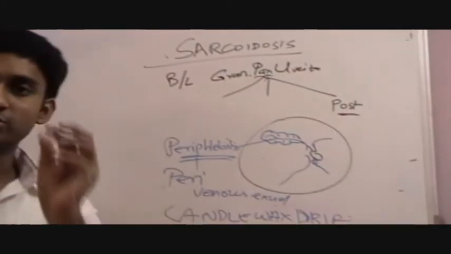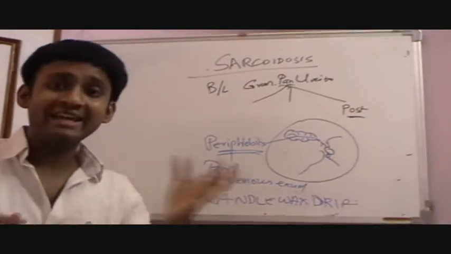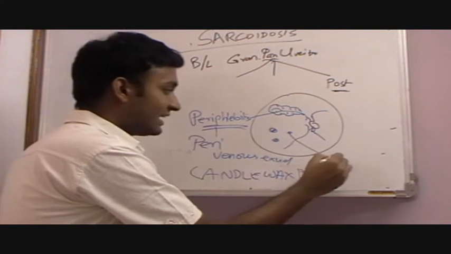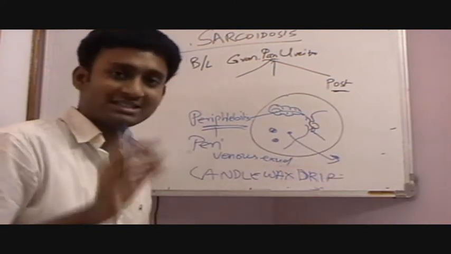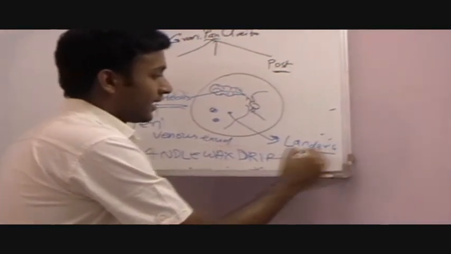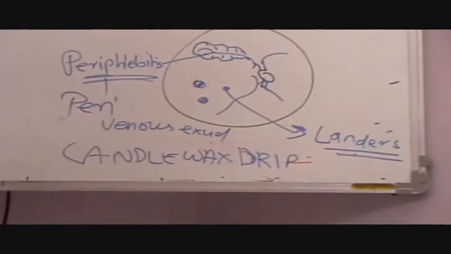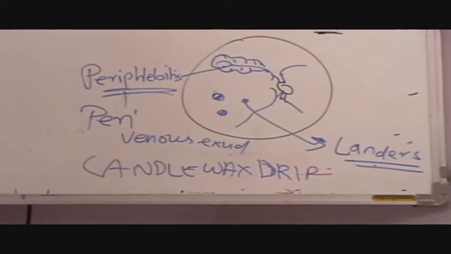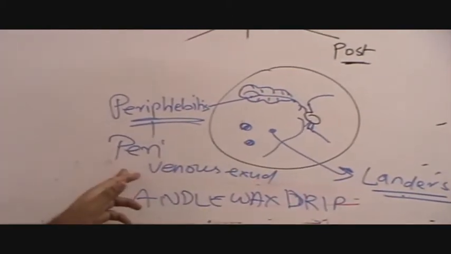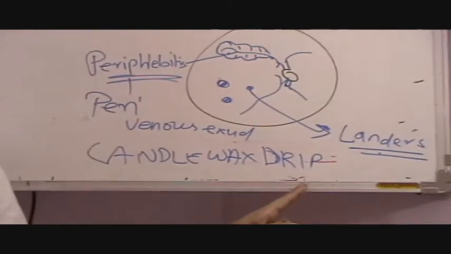There are some nodules above the retina called the pre-retinal nodules. You can observe these pre-retinal nodules; the sign is called Lander's sign. Lander's sign, pre-retinal nodules. Periphlebitis with perivenous exudates, candle wax dripping.